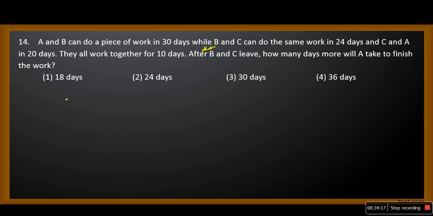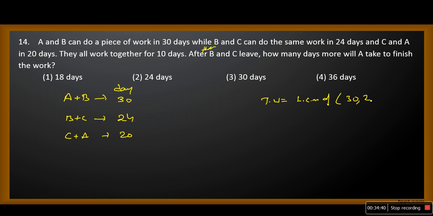Okay. Now A and B are taking how many days to complete the work? 30 days. B and C are taking how many days? 24. C and A are taking 20 days. Okay. Let the total work be, take LCM of 30, 24 and 20, which is equal to 120. Assume the total work as 120 units.